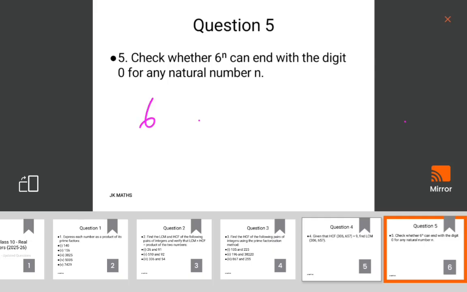So the prime factorization of 6 power n will be 2 into 3, that is 2^n into 3^n. That is the prime factorization of 6 power n. So the prime factorization of 6 power n contains only 2 and 3, but not 5. Since it does not contain 5 as a prime factor, it cannot end with 0. So since it cannot end with 0, the given question is a wrong one.